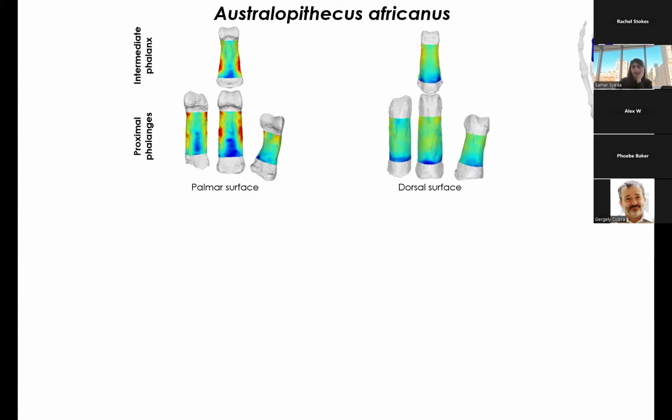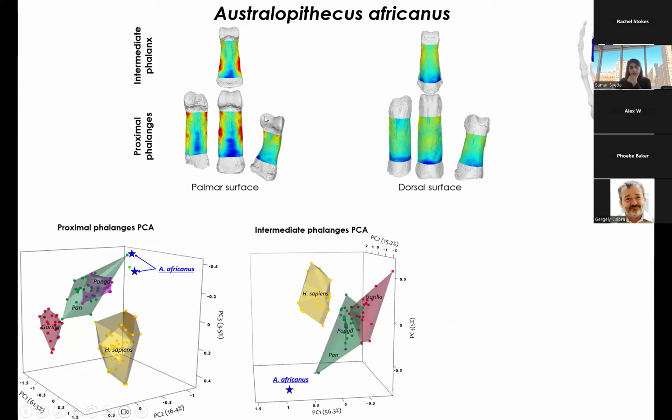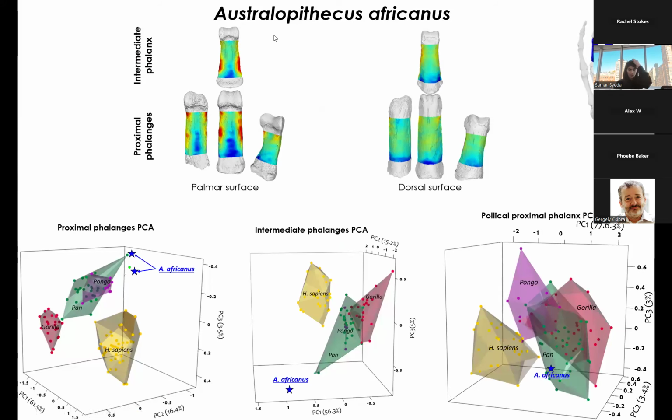And when we look at Africanus, again, we see quite a similar pattern with cortical thickness being located on the palmar surfaces in both the proximal and intermediate phalanges. And we also have this proximal phalanx, so the phalanx of the thumb, that also shows a great ape-like pattern. And when we do PCA analysis, again, you can see Africanus falls quite close to Pan. For the intermediate phalanges, it is somewhat in the middle. And for the pollical phalanx, quite nicely into the great ape distribution.